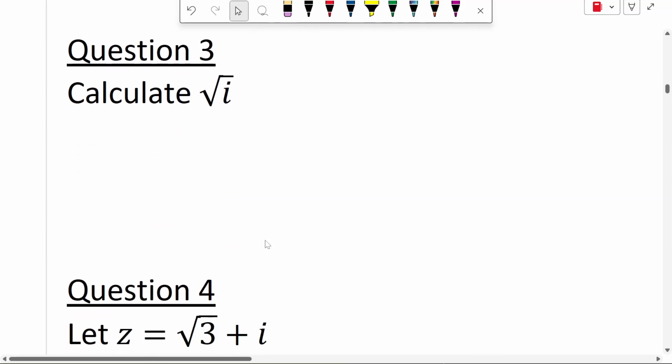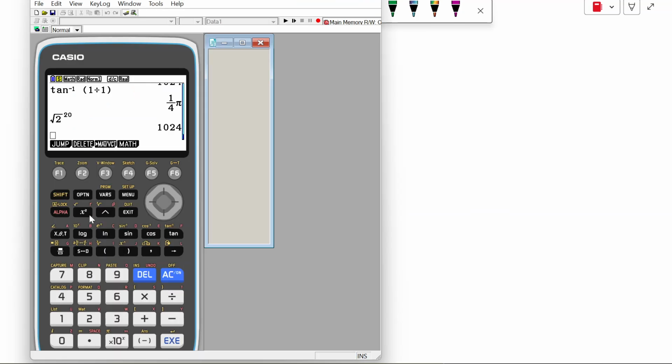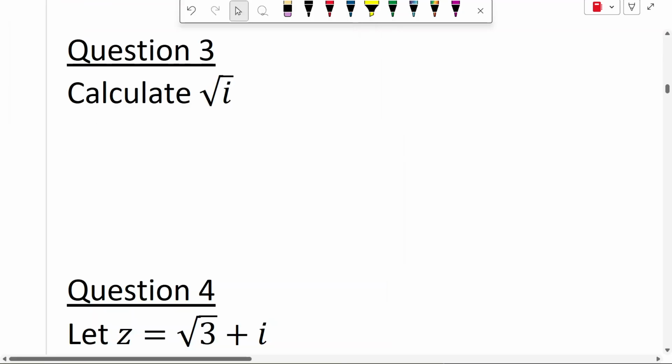All right, moving on, question 3, we've got a really cool one. It's calculating the square root of i. Now, if you actually just try and do this, square root of i on the calculator, it will give you the answer, and it's that nasty number there. We can confirm that this is true.